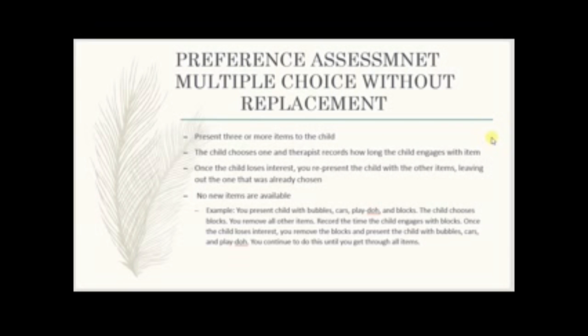So at the end of that assessment, what have you learned? You've learned that the most preferred item of those 4 was the Play-Doh because he played with the Play-Doh for the longest. So that's the biggest difference between multiple choice without replacement and with replacement. Without replacement, think about it as process of elimination. Once you've chosen something, it's no longer available.